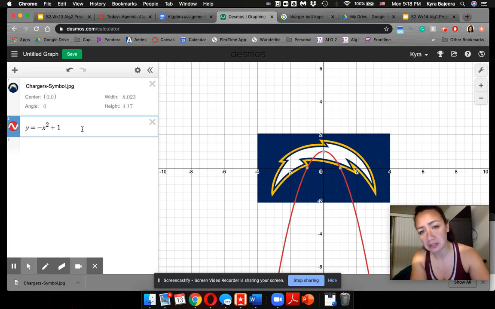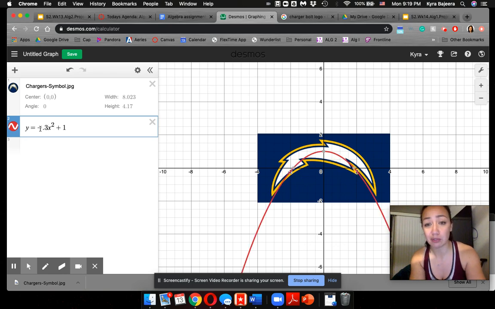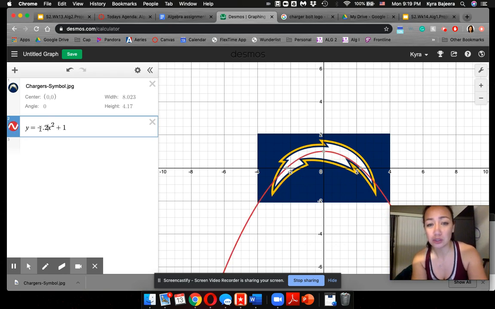Well, it looks pretty accurate, right? I want my vertex to be in the middle of this Charger bolt. Right now it looks about the same, pretty good. I don't think I need to shift it right or left. Now it just needs to be wider, right? I put the negative because I know this flipped upside down. Now I have to make it wider, and I know wider means less than 1. So I'm just going to put a decimal, like 0.3. That's pretty good. Maybe smaller, 0.2. That's pretty good. Let's shift it up a tiny bit.